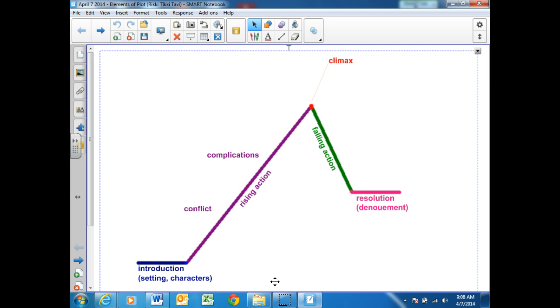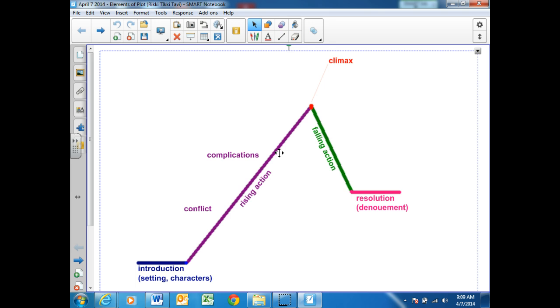The conflict is the main problem of the story. It's the main problem of the story. Every story has something that has to be overcome. It may not necessarily be a bad thing, it could be a good thing, but it's always a problem that needs to be overcome by somebody in the story.